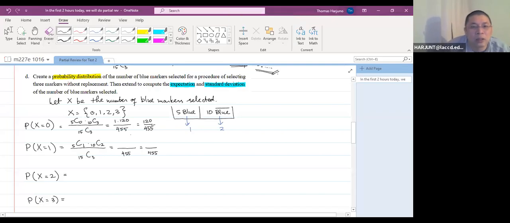I will start with this: it will be 5 times 10 to the 2, that's 45, as I know, right? And then this will be 100. No, 200.5. And then for 2 blue, that will be 5 choose 2 times 10 choose 1. Again, because you will need to select 3 markers and 2 of them blue, then the other one has to be not blue.